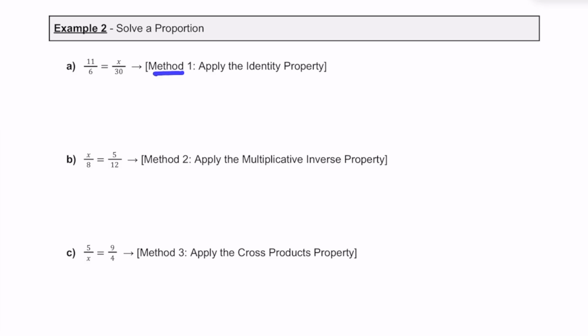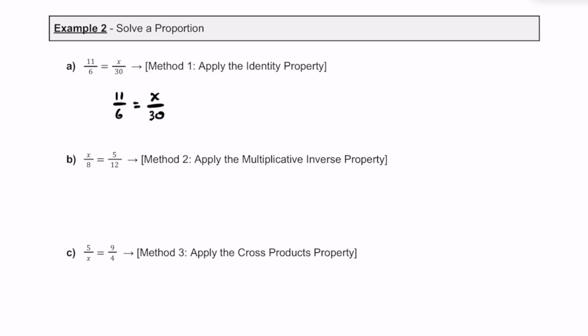So for method 1, let's just apply the identity property. This one's kind of nice. Let's write down the proportion here. We have 11 to 6 ratio or rate, equal to something to 30, right? Using the identity property, if you multiply something by 1, it's going to stay the same. On the left side, we know both values of this ratio. We don't know both values on the right side, so let's not start there.